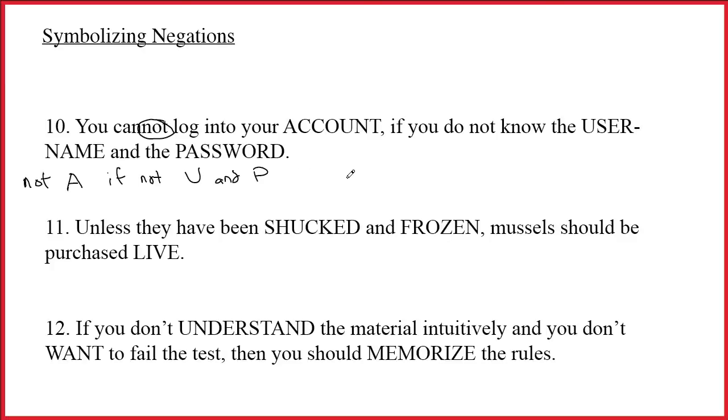All right, that doesn't look like it should be difficult. What's following if? Not U and P. Do we want to symbolize that as tilde U ampersand P arrow tilde A, or do we want to symbolize it as tilde U and tilde P arrow tilde A? That U is kind of tiny there. Which do we want? For some reason, when we have complex negations after if, we have especially bad intuitions.